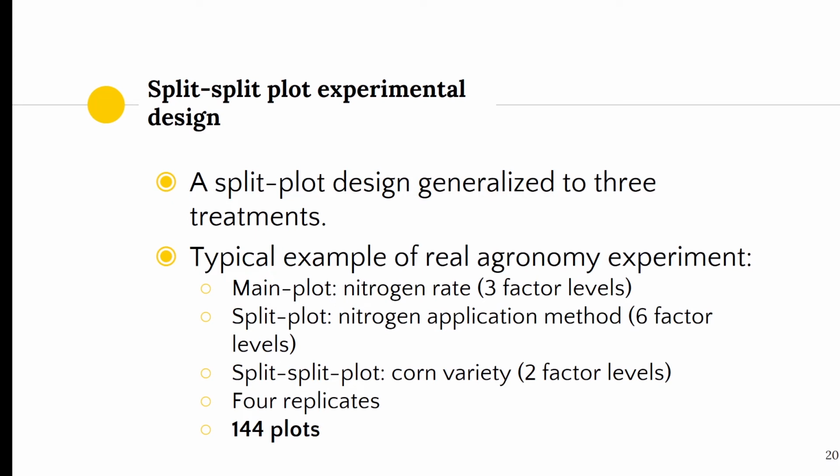And the split plot, the third factor we're investigating, is corn variety. And there are 2 factor levels because we have 2 different corn varieties. And finally, we have 4 replicates. And when you do the math, that's 144 plots at each location.